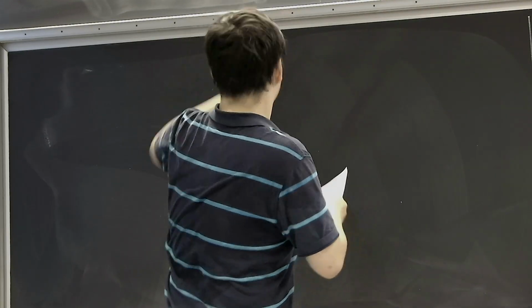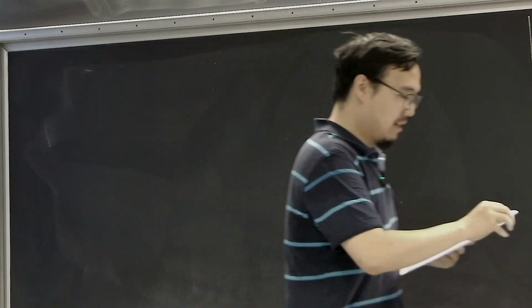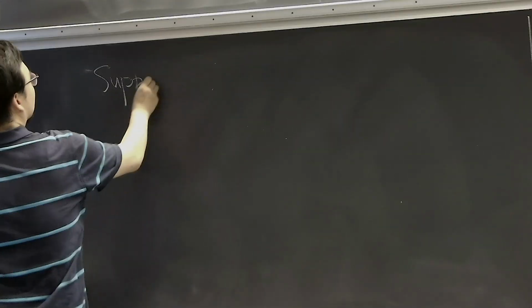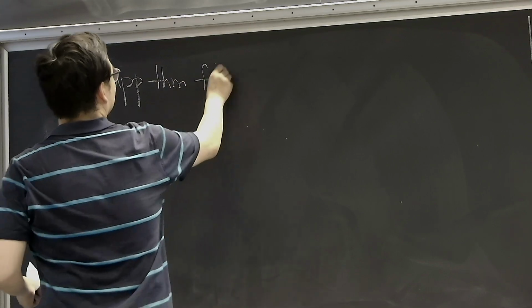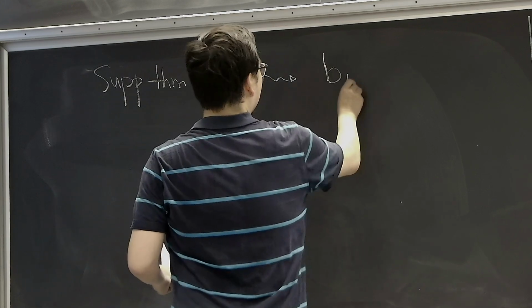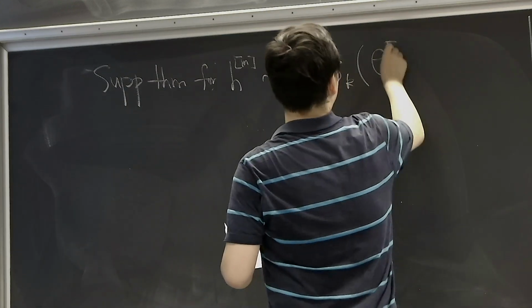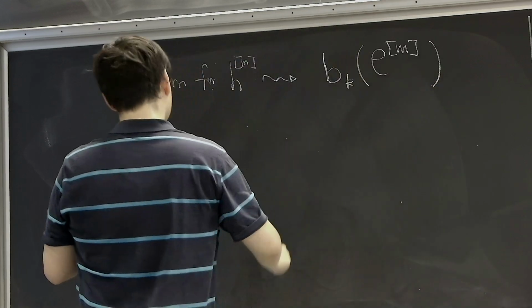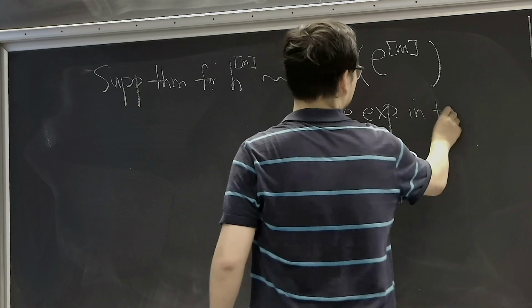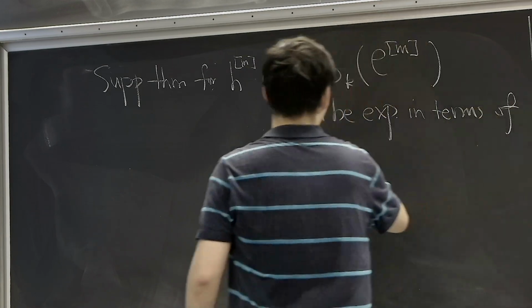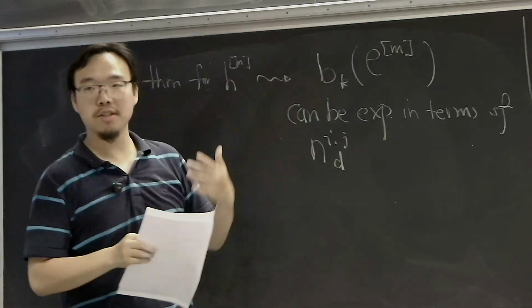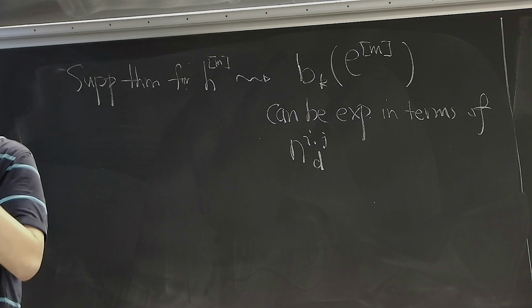So in other words, if you consider the Betti numbers, the support theorem for H_M tells you immediately that the Betti numbers of C_M can be expressed in terms of N_{ij}. Why? Because everything is determined by the local system given by the smooth curves.